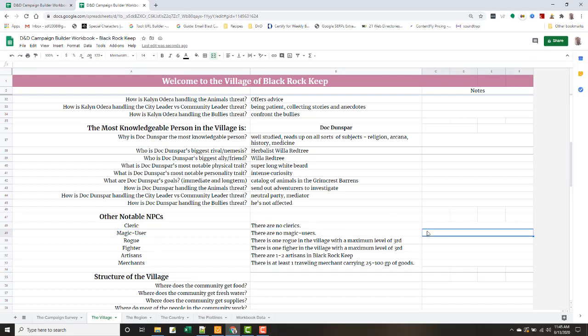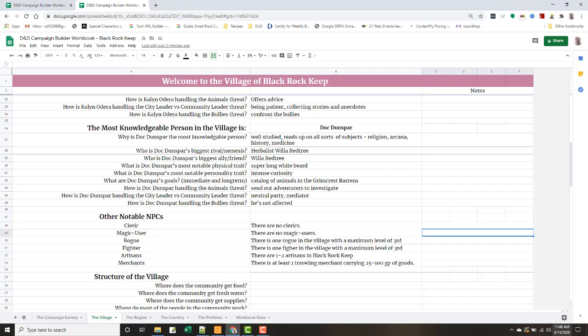Also, tiny village, there are no magic users. Magic users need diamonds and rare components to cast their spells. You probably need a larger city to get access to those kind of things. It does not mean that a magic user of a high level couldn't have come from a large city and set up shop in the village. But for the most part, most likely no magic users in the village.